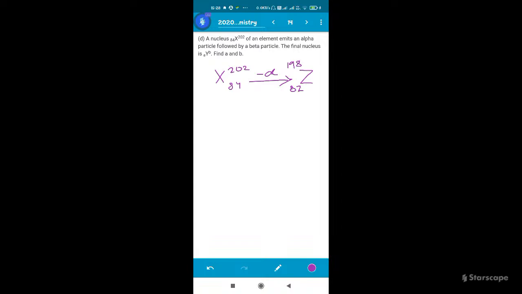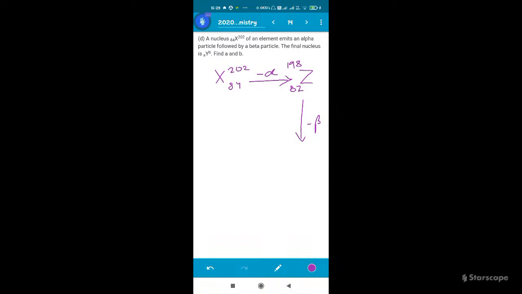Now a beta particle is emitted. What happens when a beta particle is emitted? The mass number remains the same, but the atomic number increases by 1. Make sure that you are hearing it: it increases. Don't make a mistake regarding this, okay? It is a little confusing, but if you practice, you will be able to remember it.